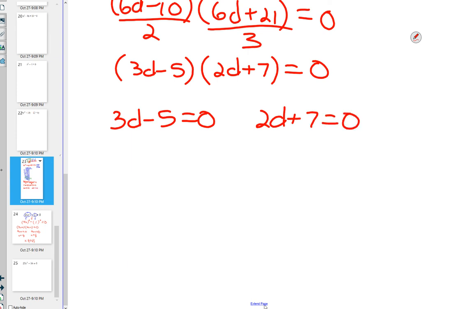Now that I finished factoring, make each factor equal to 0. I can tell you this is going to give me 5 over 3. This one's going to give me negative 7 over 2. I did it in my head. If you want me to show you, I can.